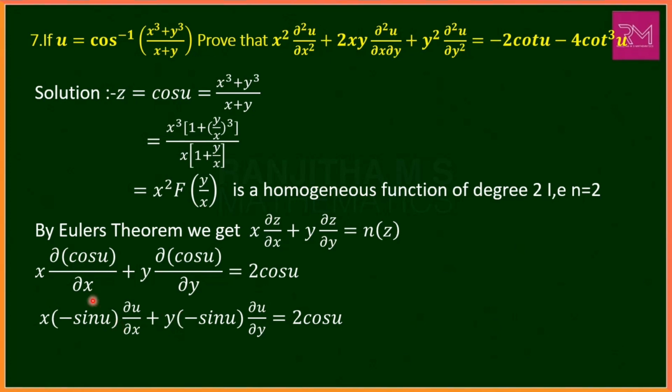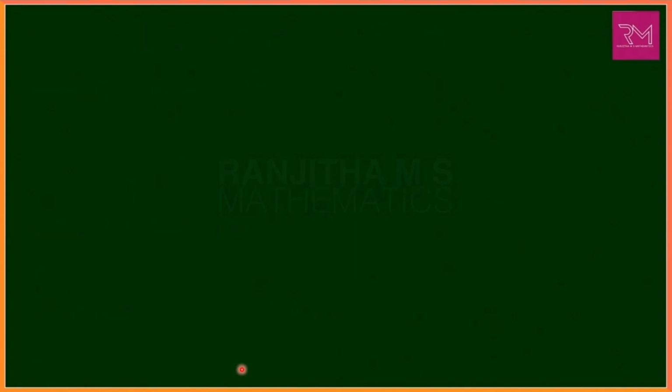Take minus sin u outside the bracket and that minus sin u goes to the right hand side, that becomes x into del u by del x plus y into del u by del y, which is equal to minus 2 cos u divided by sin u. We know that cos u by sin u is cot u, hence we get x into del u by del x plus y into del u by del y, which is equal to minus 2 cot u. So this is our g of u.